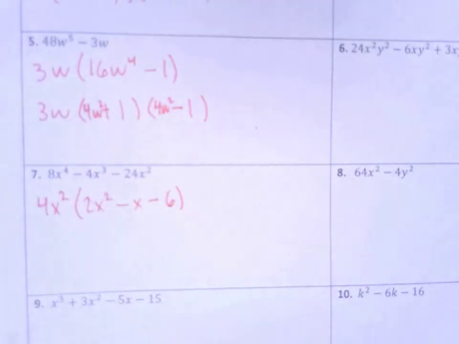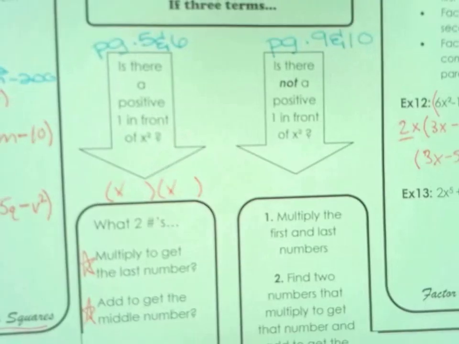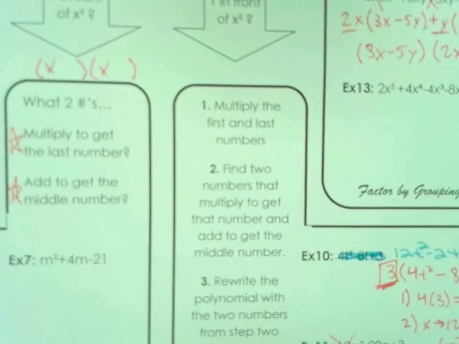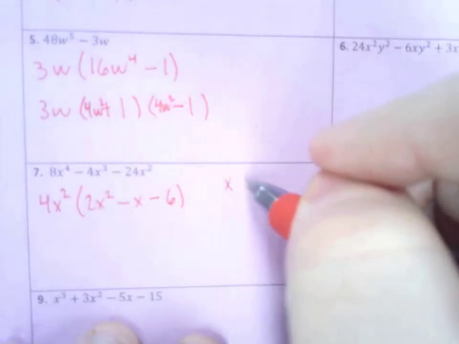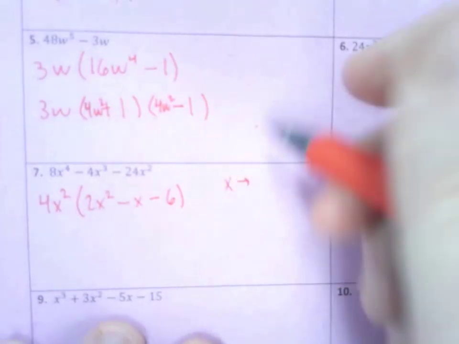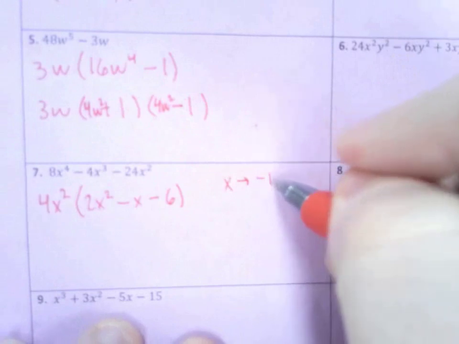Now step 2. How many terms? 3. These are the things you should ask yourself on every problem. Is there a GCF? Now how many terms? There's 3. Is there a positive 1 in front of x squared, or is there not? There's not. There's a 2 in front. So that means we follow the second arrow path. We multiply the first and last numbers together. What are the first and last numbers? Good. What's that equal? Negative 12.